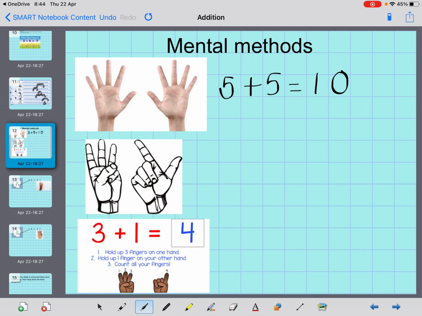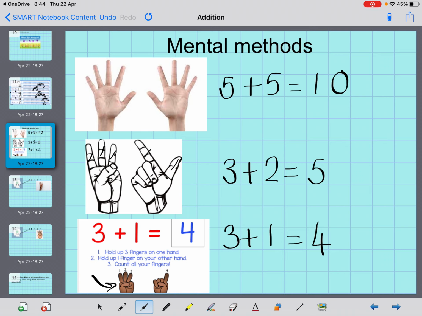The next picture you can see I have 3 fingers on one hand and 2 on the other hand. So I am showing with my fingers 3 add 2 equals 1, 2, 3, 4, 5 all together. And you can see the picture of the small hands at the bottom there are showing 3 add 1. So I can get up my 3 fingers on one hand and 1 more finger gives me 4 all together. So using my fingers is a really helpful way of learning that I can work things out for myself and I don't need those pictures or objects anymore.